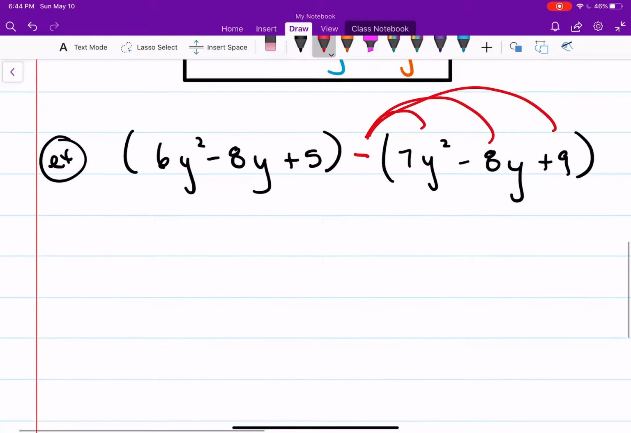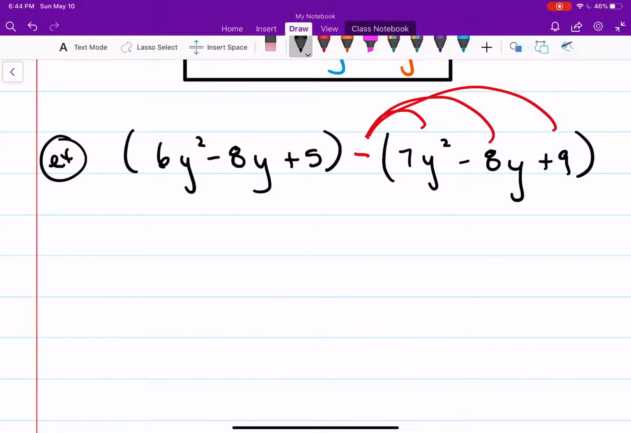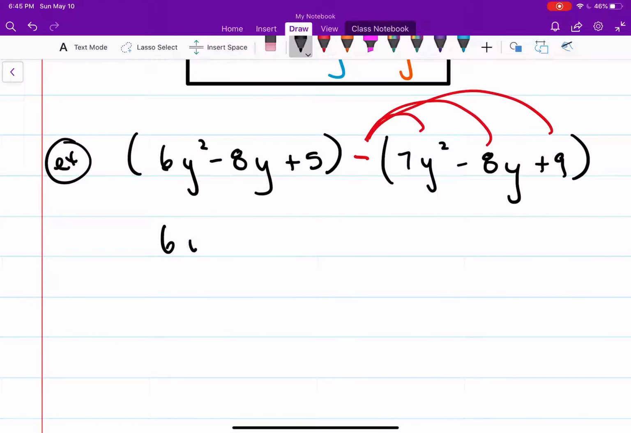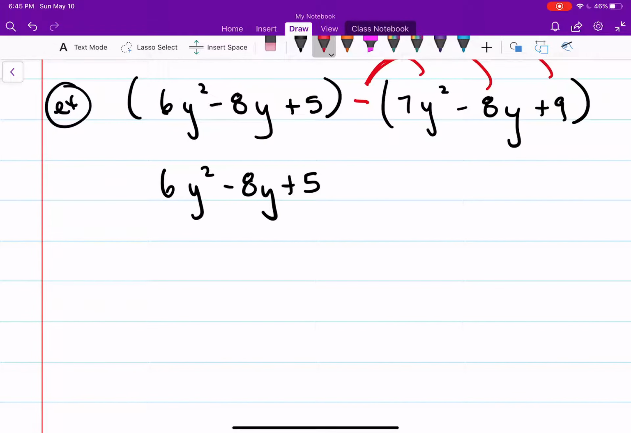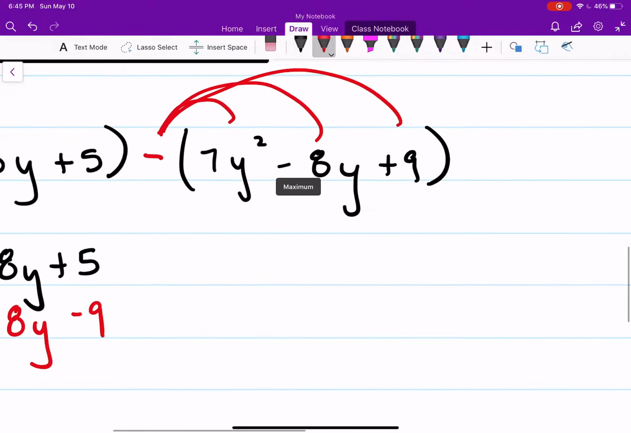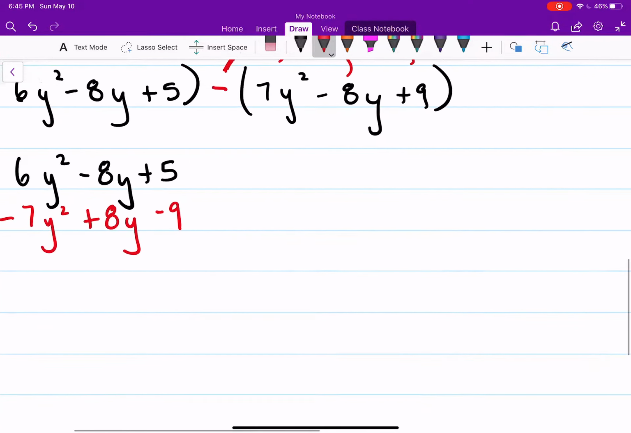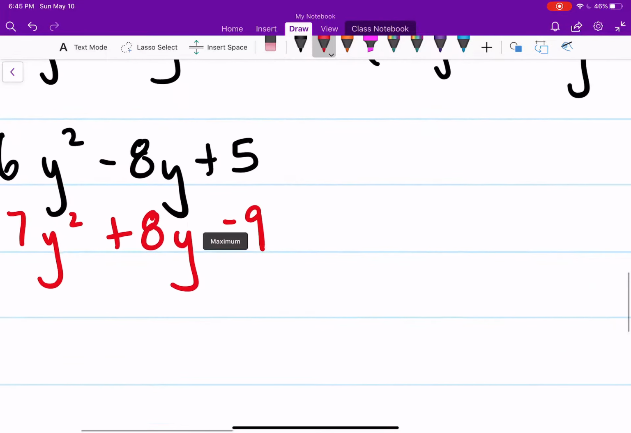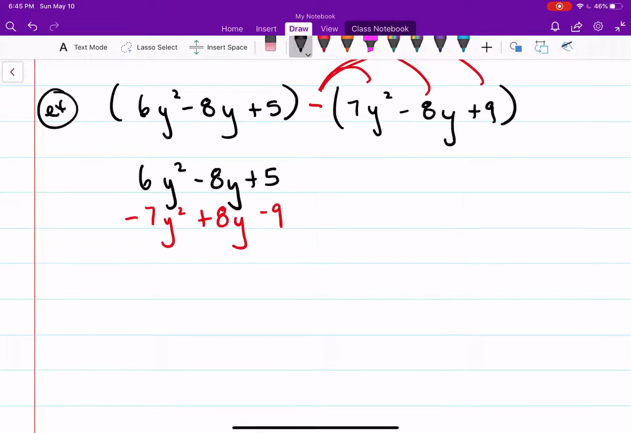okay? So what I essentially have is I would write the first set of parentheses just as is. In the second parentheses, when I distribute that negative, it basically flips all the signs inside. So notice how the 7 was positive and became a negative, how the 8y was negative and now became positive, and how the positive 9 became a negative 9. Okay? So now I can go, okay, let's add this all together.